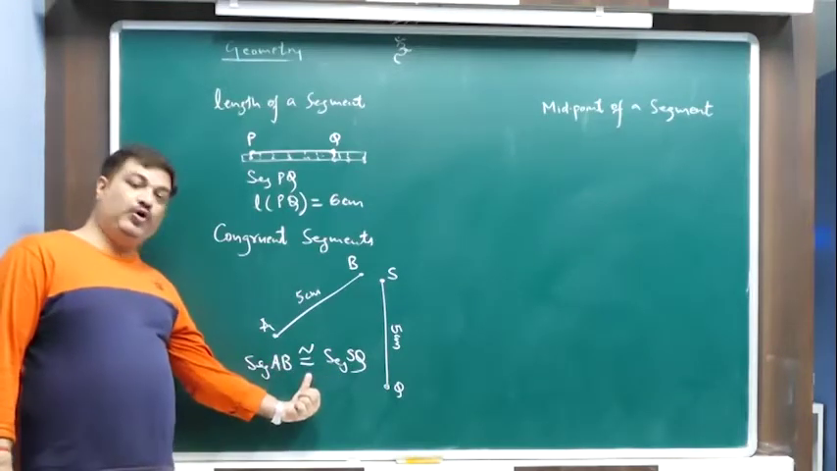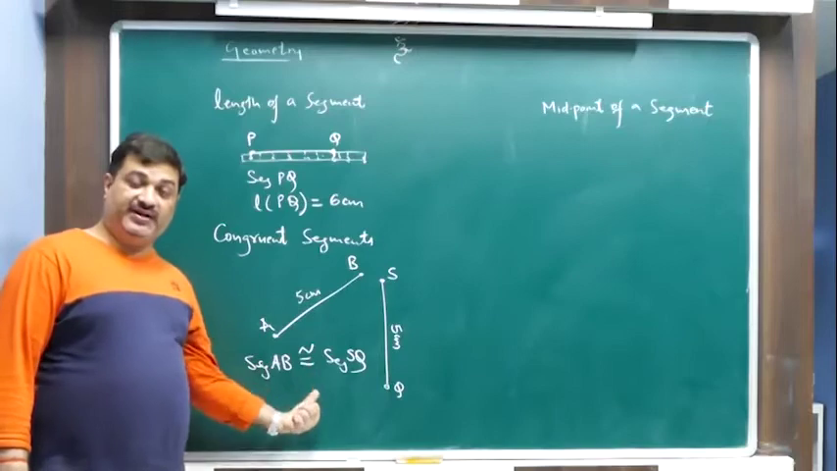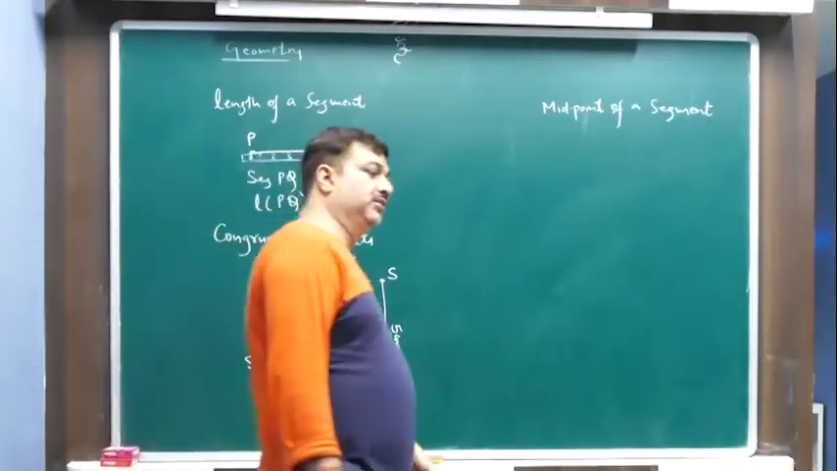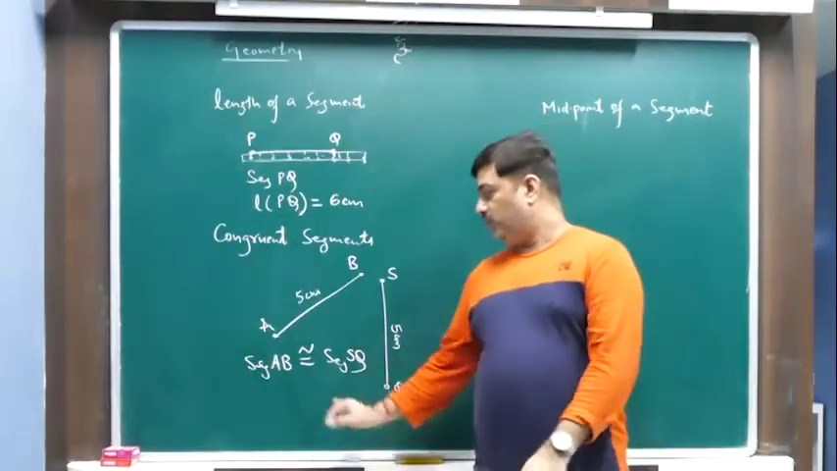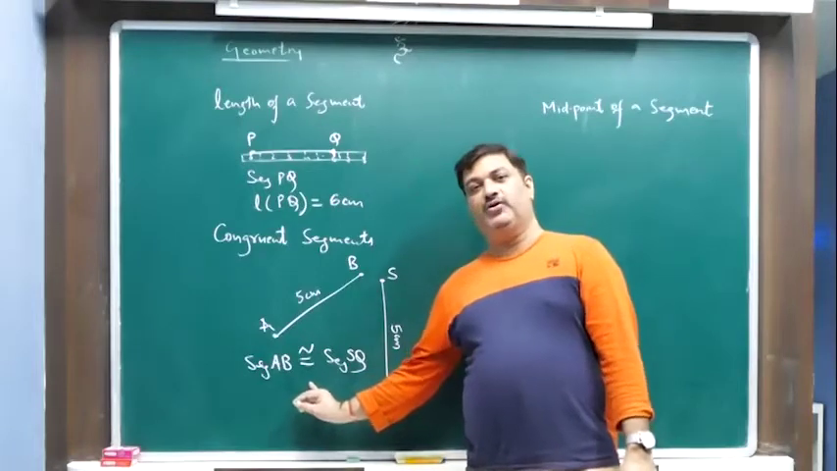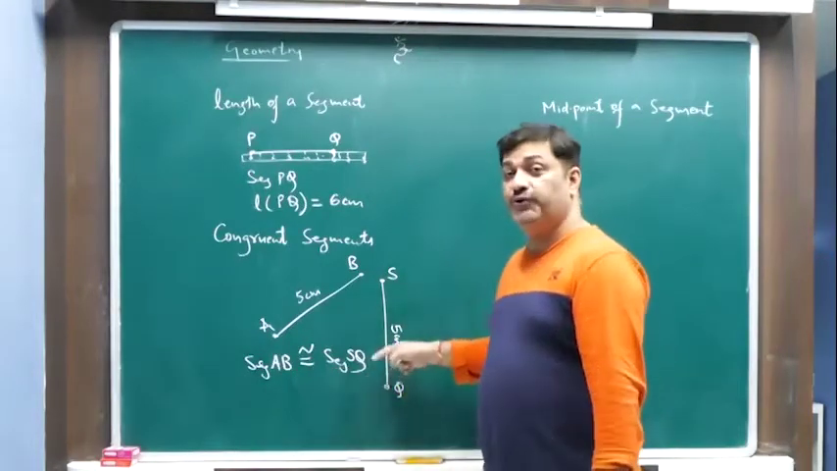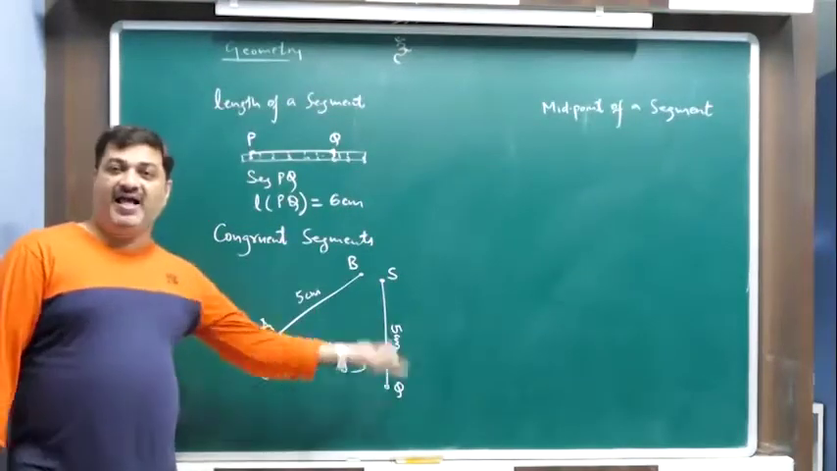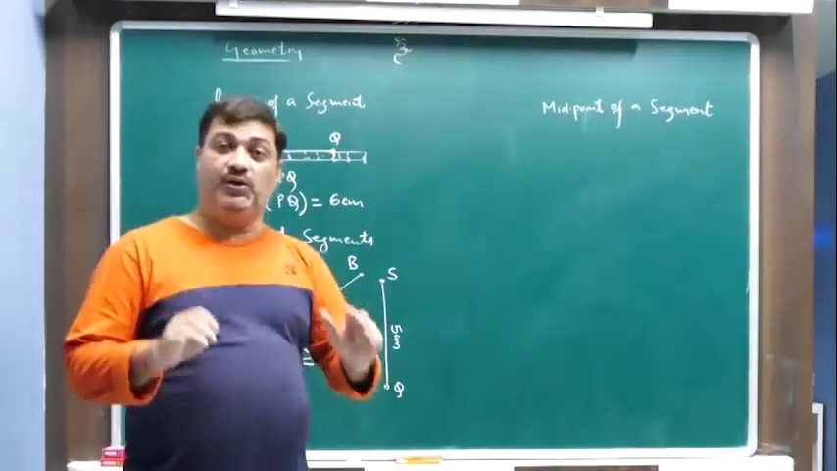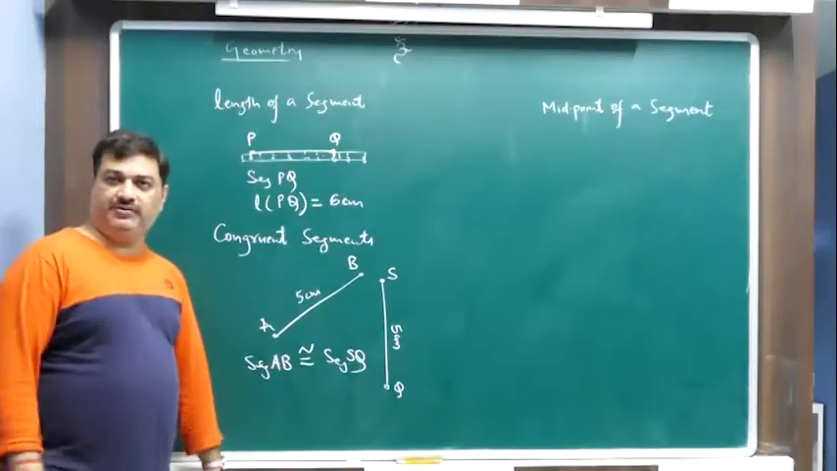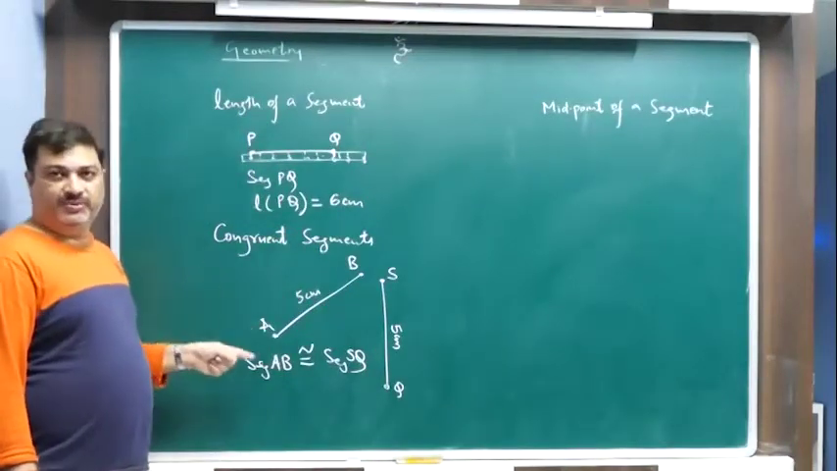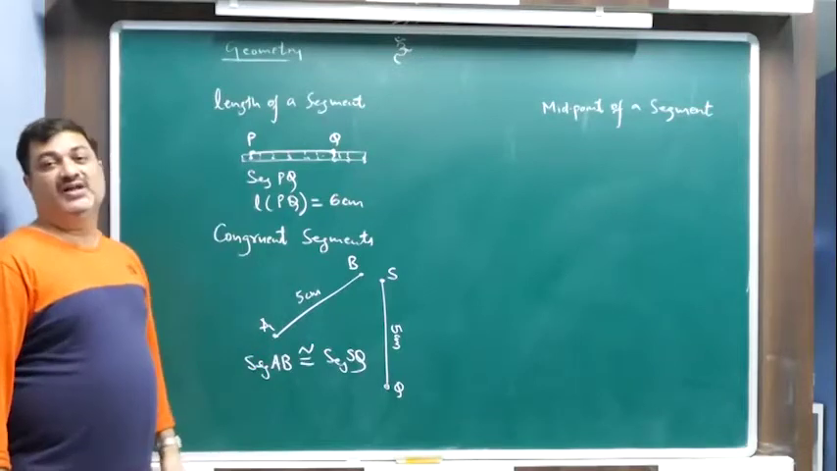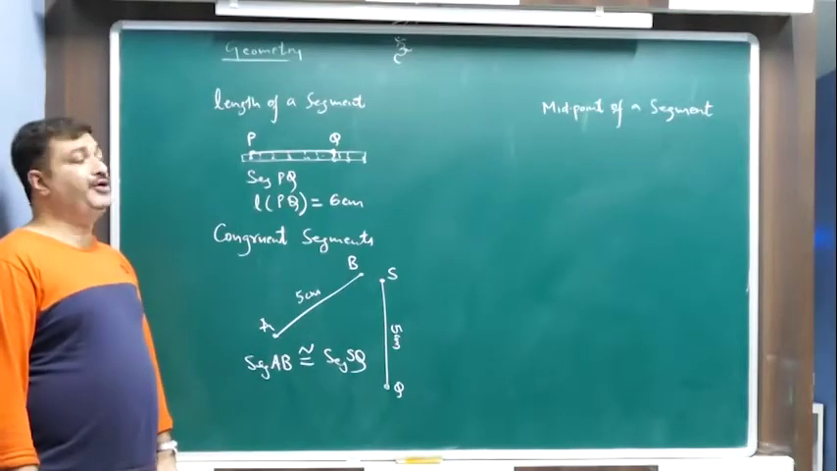Okay, this is how the congruent word is represented. So this is again a new symbol which you have now learned. Is that clear? So this is how you represent congruence. Segment AB is congruent to segment SQ means what? The length of segment AB and the length of segment SQ are equal. That is what it means. Is that clear? Congruent segments is fine, clear? Now let's go to the last part, that is midpoint of a segment.